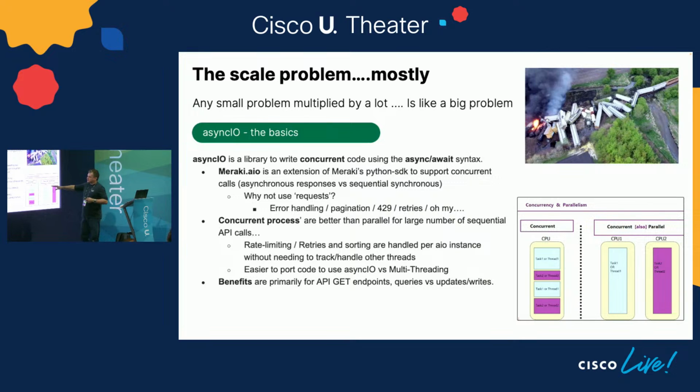So concurrent processes are better than parallel for a number of reasons, usually because of resource constraints. You don't have to worry about locks and stuff like that. If you're writing to a switch and someone else writes at the same time, you don't have to worry about things blowing up. So there are some inherent benefits to leveraging the Meraki dashboard. You don't have to worry about some of those things like error handling. So that's very simply what it is.